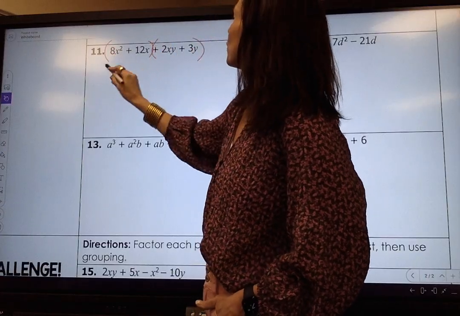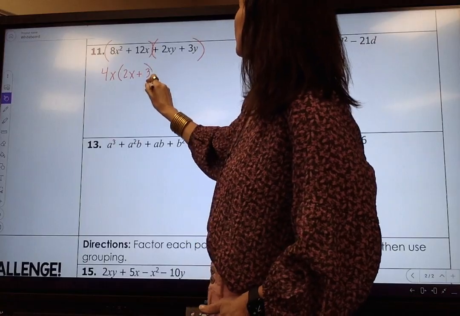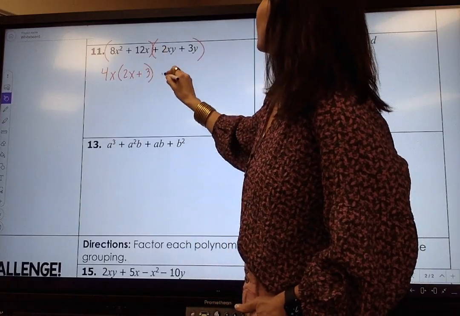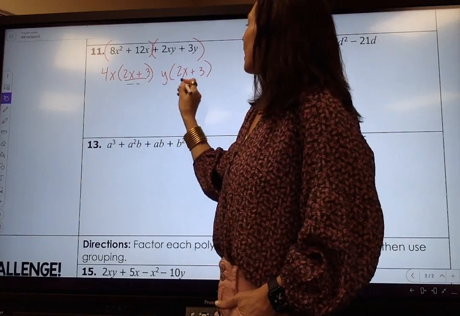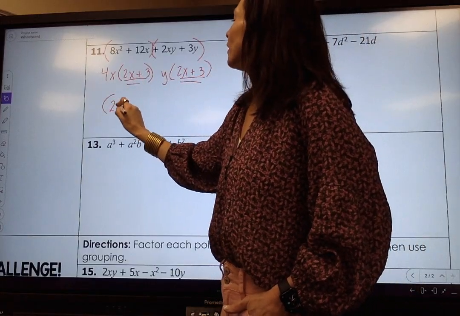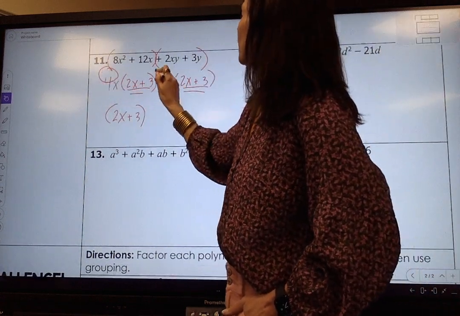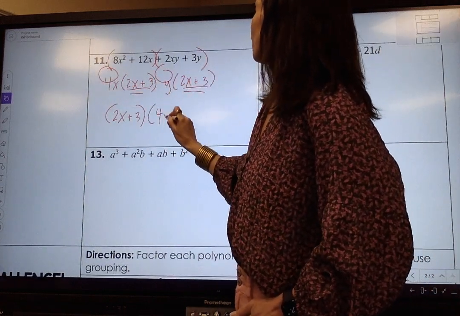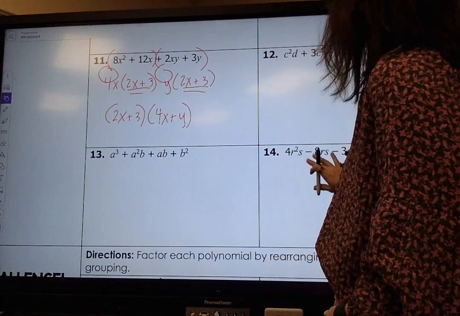So I'm going to take out my GCF to get 4x, and I have a 2x plus 3. Over here, I can take out a y, and I have a 2x plus 3. These guys match, which is good, because if they didn't, I had done it wrong. So 2x plus 3, and then I combine those GCFs to get 4x plus y. And of course, you can always check your answer.